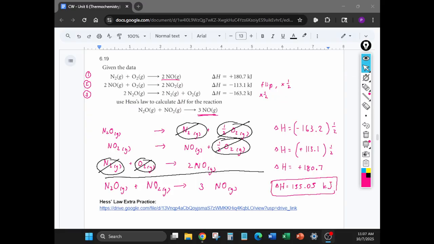Alright guys, so you guys should get delta H positive 155.05. Good with that? So, math-wise, you just need to do negative 163.2 divided by 2, and then you got to do 113.1 divided by 2, and add all 3 of those numbers, and you should get 155.